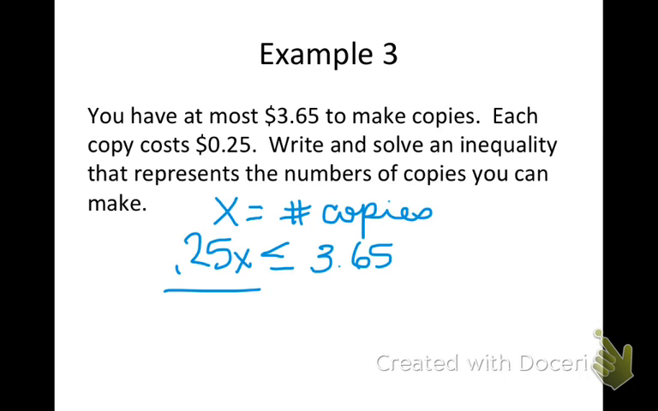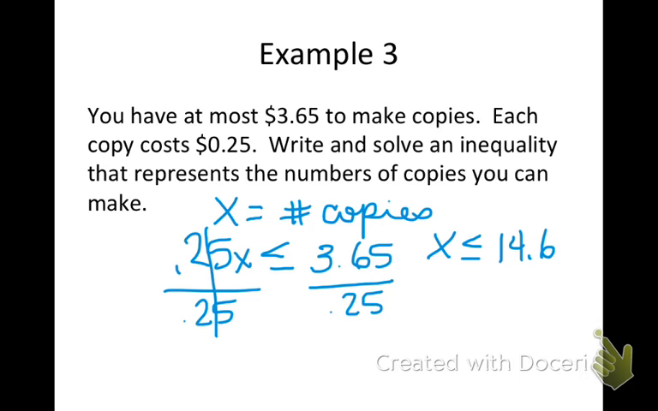And in this case, I'm dividing by a positive value. And make sure that you realize that unless we're dealing with temperatures, we're probably not going to get a negative coefficient in a word problem. So you have to think of the context of the problem. So when I divide $3.65, I get x is less than or equal to 14.6 copies. But let's think about this, right? The number of copies I can make is 14 copies. Because if I did 15, I would be greater than.